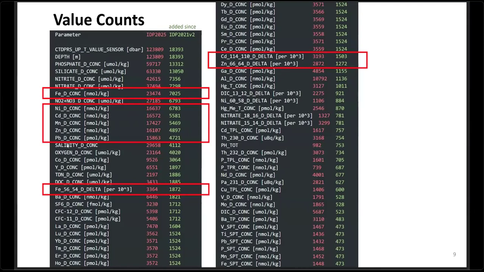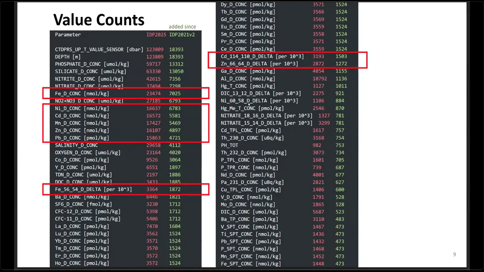A whole group of other trace metals has similar additions on this side. More exotic traces, like here the iron isotope data, they actually doubled the value count. We have 1,800 added, now making it 3,300, similar to other isotope data for cadmium and zinc on this slide. So if you have time and you have the slides later, you can look for your favorite tracer and see what has been added.